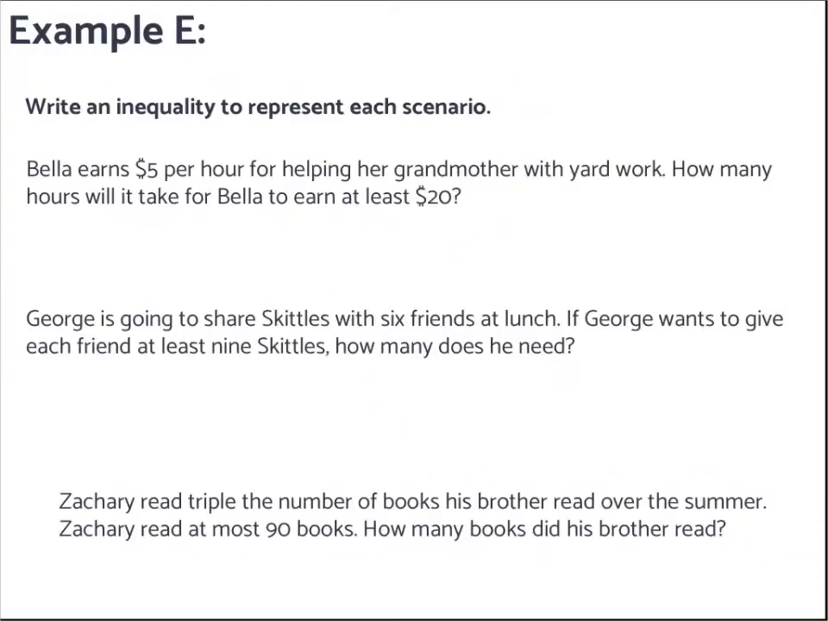Here we are at example E, and example E says write an inequality to represent each scenario. So this time we're not going to be solving inequalities, we're going to be writing inequalities to help us figure out what each scenario is looking for.